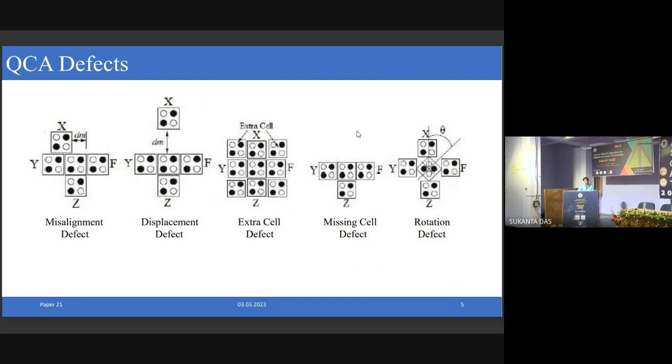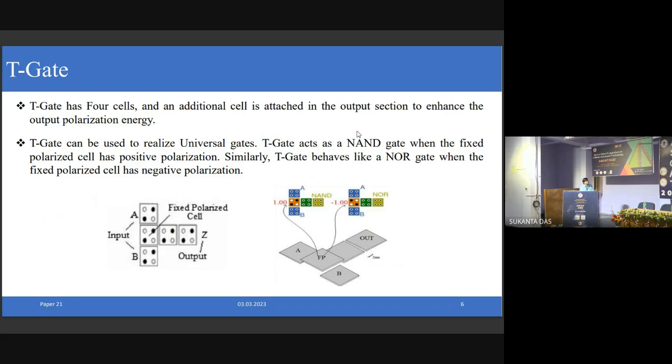Next, the T-gate. The T-gate is a gate where two inputs are there, one output, and one fixed polarized cell. The fixed polarized cell is represented in a different color, and it can be realized in a different layer compared to the other cells. Here, this fixed polarized cell, this FP, is doped in a different layer compared to the other cells. By fixing the fixed polarized cell at 1 or 0, we can realize a NAND gate or NOR gate. Just like the majority voter, where by fixing 1 or 0 we can realize an AND gate or OR gate, in the same way, by fixing 1 or 0 here, we can realize a NAND gate or NOR gate.